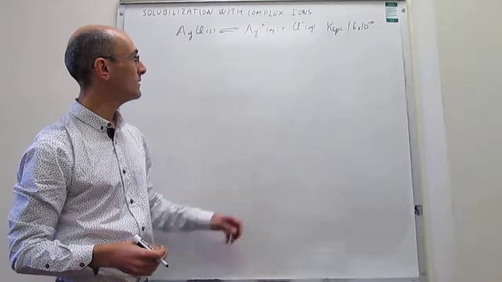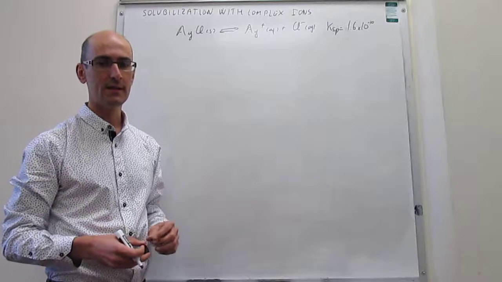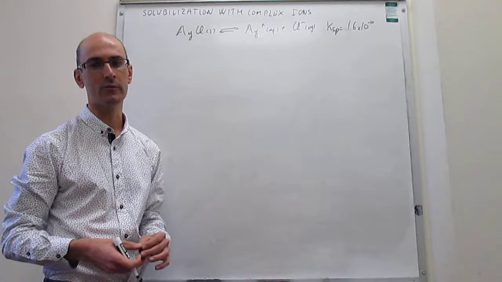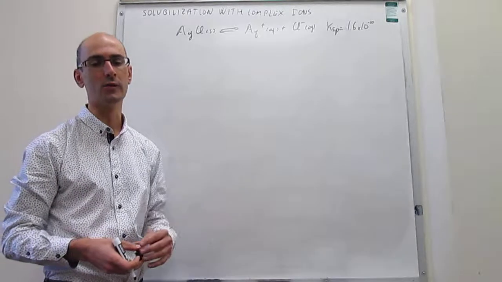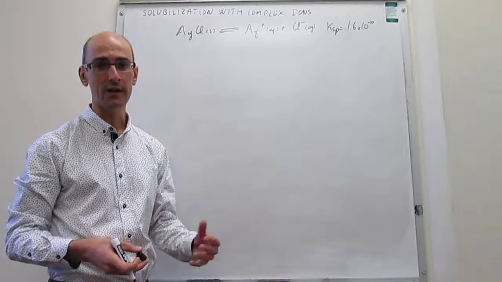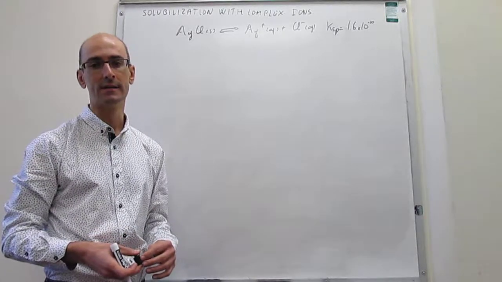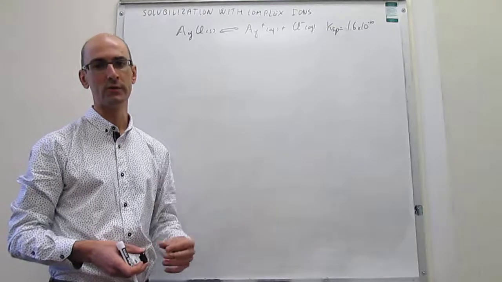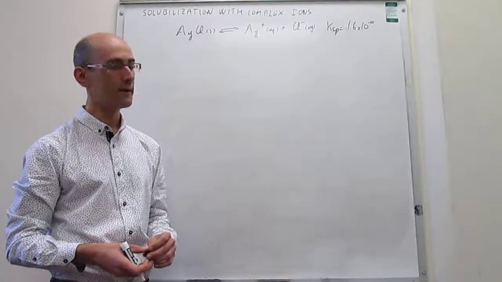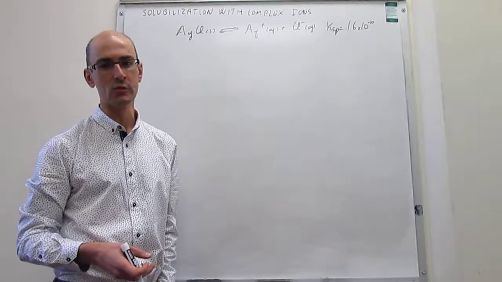The idea is that, because silver plus is a metal center that is a good Lewis acid, we can try to form a complex ion with a molecule that has electron pairs that can be donated, a Lewis base. If the formation constant for that complex ion is very high, if it is very stable, then we might be able to solubilize that silver chloride and sequester those silver ions into the complex ion with that base. It turns out that silver plus forms really stable complex ions with ammonia.